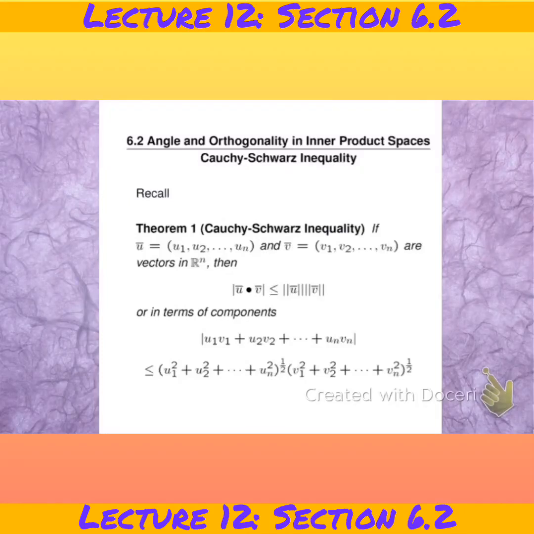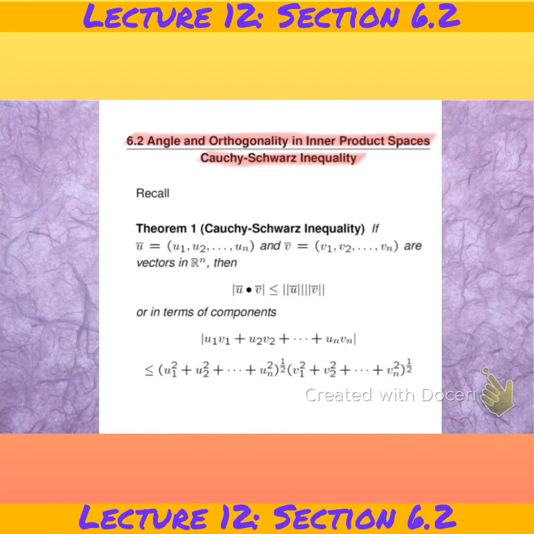Okay, section 6.2 is an extension of everything we did in 6.1, which is the inner product concept. So now we're going to extend, just like we did for the dot product, the angle and orthogonality of vectors, as well as the Cauchy-Schwarz inequality as it relates to the inner product.